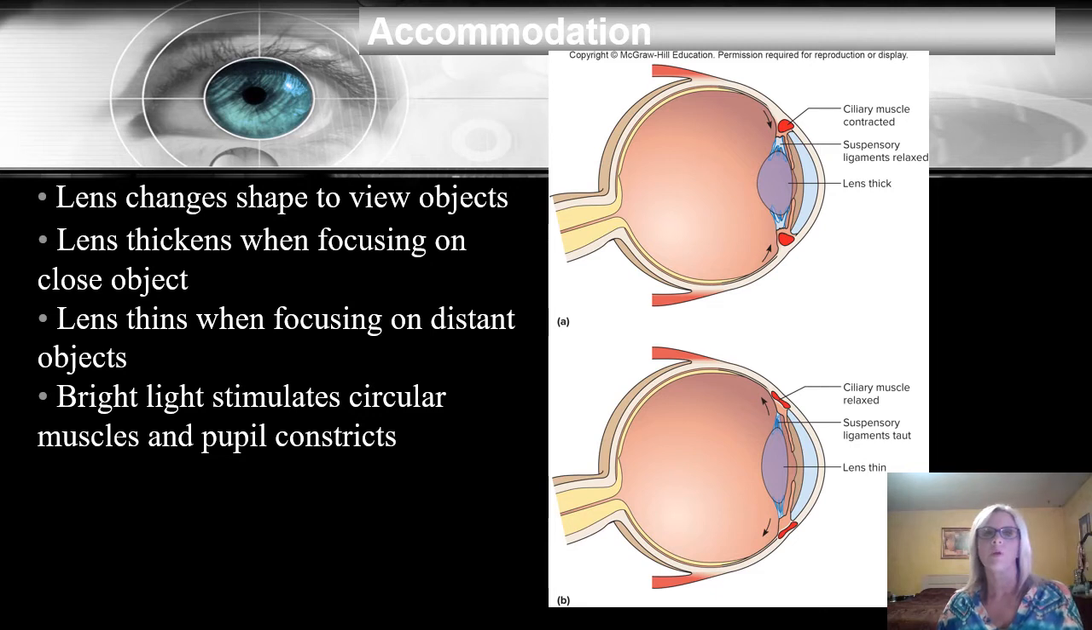All right, so the lens actually changes shape in order to view the objects. So this changing of shape is called accommodation, and this is where the lens can thicken due to the ciliary muscles contracting to focus on a close-up object, or the lens can thin as the ciliary muscle relaxes to see objects in the distance. And then bright light will stimulate those circular muscles and help the pupil to constrict as well.